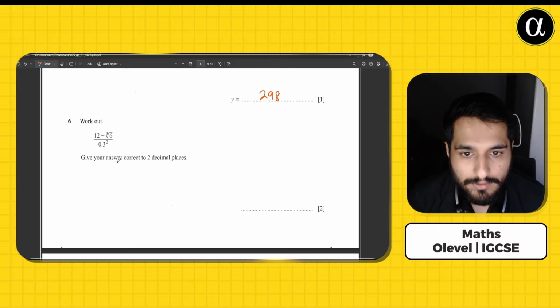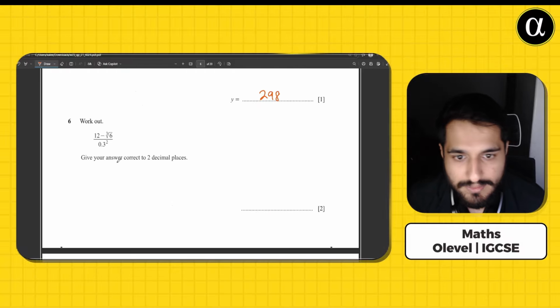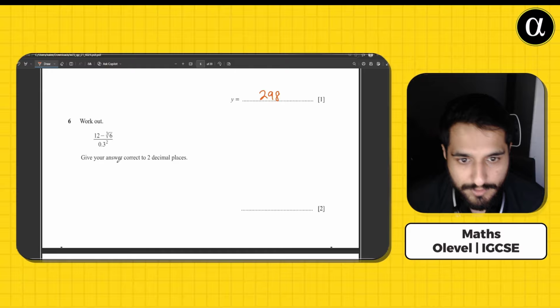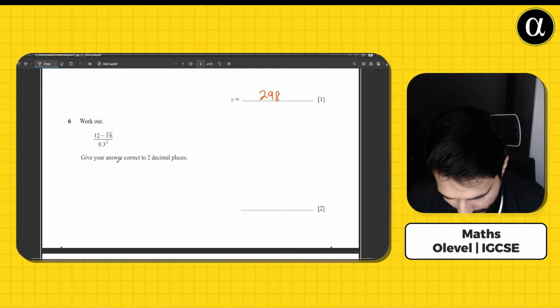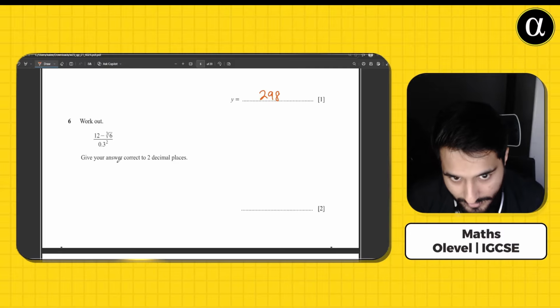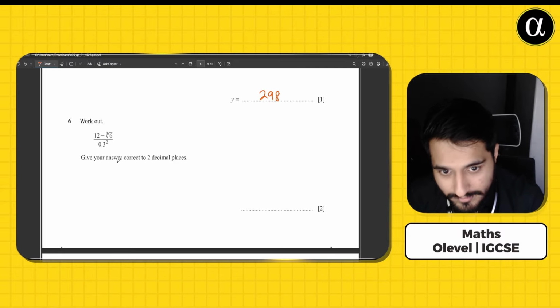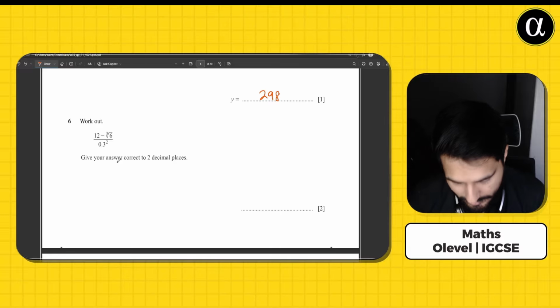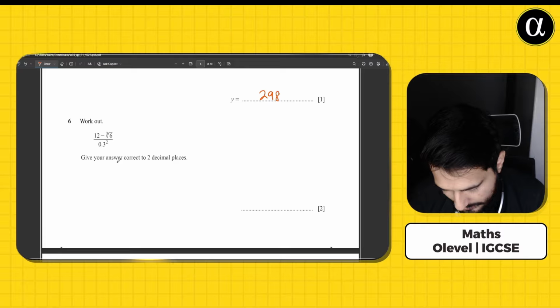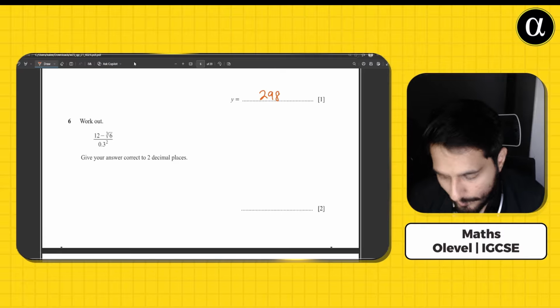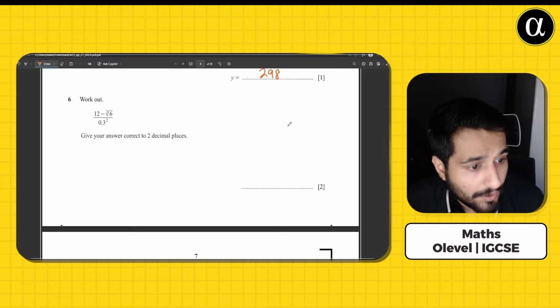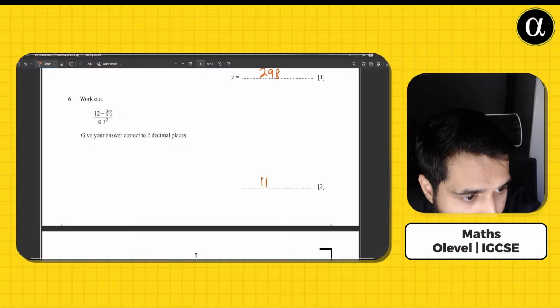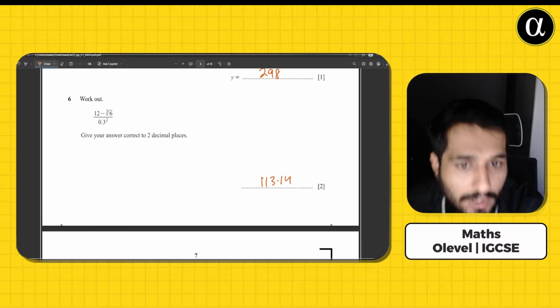Let's work out part 6. Now question number 6 says we are to solve 12 minus cube root of 6 over 0.3 square. So let's do it. 12 minus cube root of 6, that is going to give us what? Cube root of 6 divided by 0.3 square. Now this value would give us 113.14. Now how did I solve this?